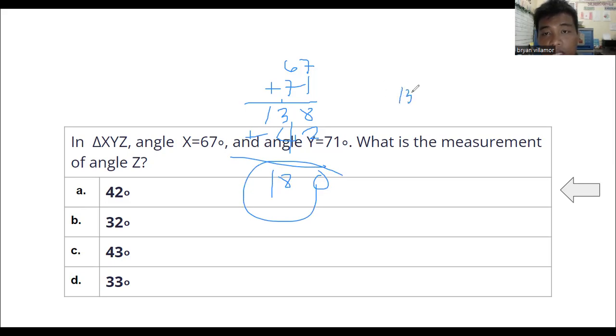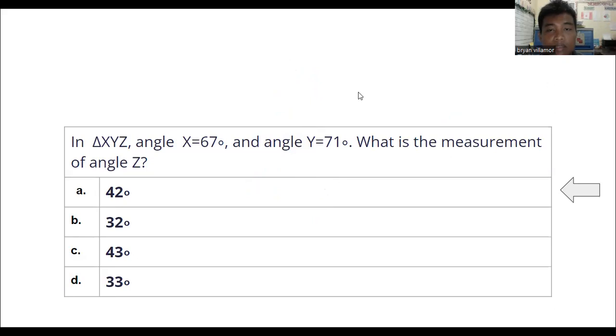Because if you subtract from 180, since the interior angles of a triangle are always 180, you subtract. 0 minus 8 is not possible, so we borrow from 7, out of 8. Then the 0 becomes 10. 10 minus 8 is 2, and 7 minus 3 is 4. So the answer is 42, the measurement of angle Z.